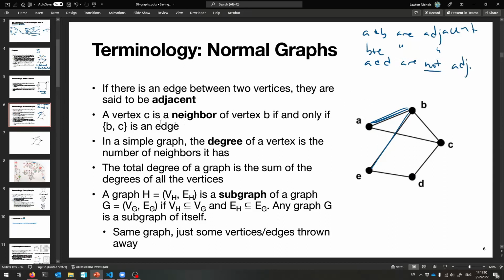Okay, so that's adjacency, neighbors. We can talk about the degree of a vertex in terms of the number of neighbors. So for example, B, because B has 3 neighbors, we say it's of degree 3, okay?